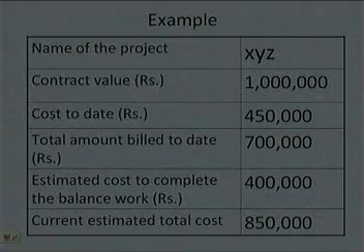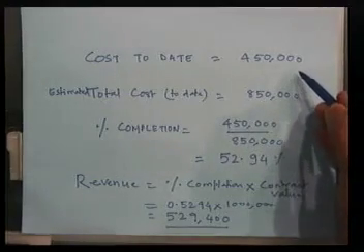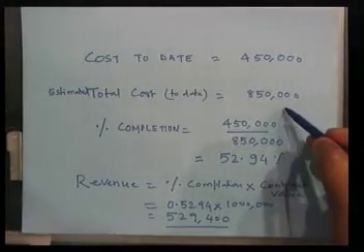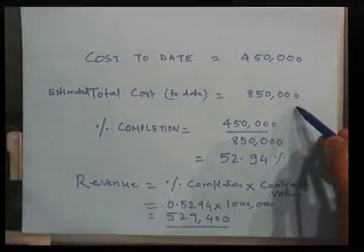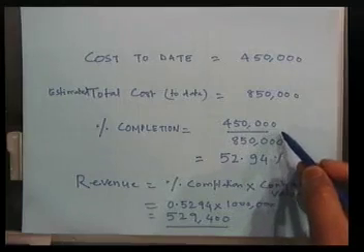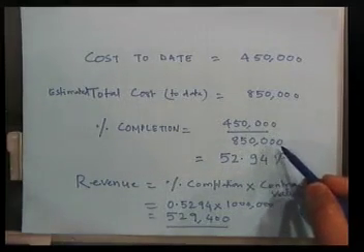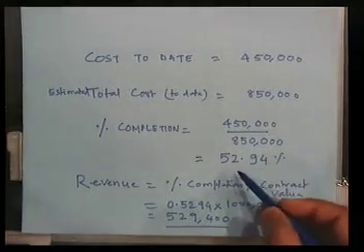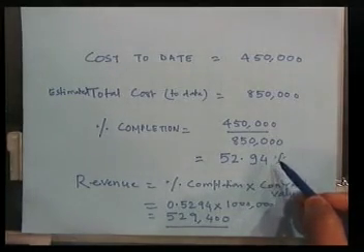Now, that calculation is shown here. If you look at this, cost to date is 450,000, estimated total cost is 850,000. So, percentage completion becomes 450,000 divided by 850,000, which is equal to 52.94%.